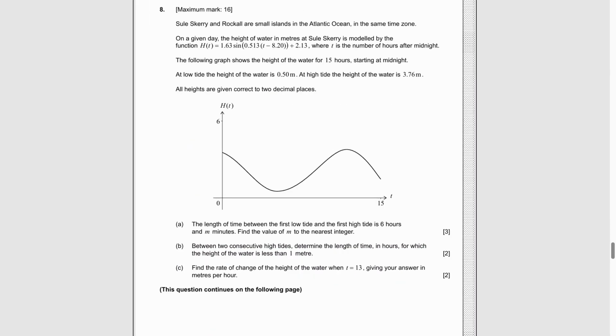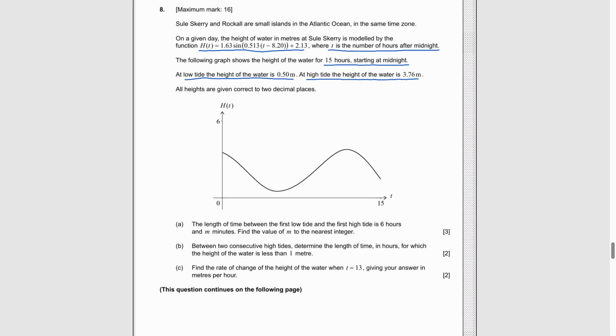Question 8. We have a height function h of t, where t represents the number of hours after midnight. The graph shows h of t from 0 to 15. The lowest value of h is 0.5, and the highest value is 3.76.